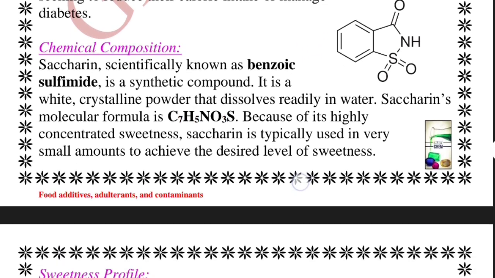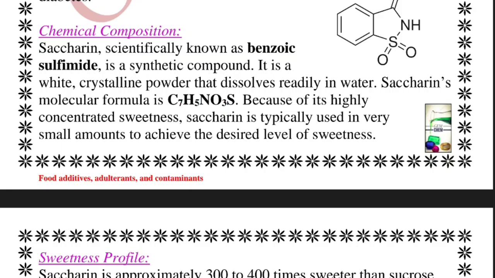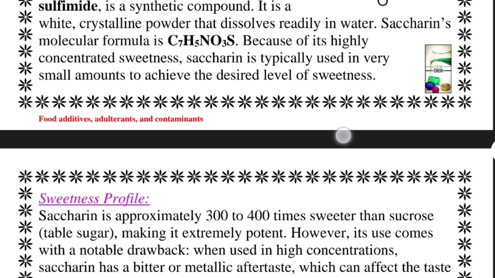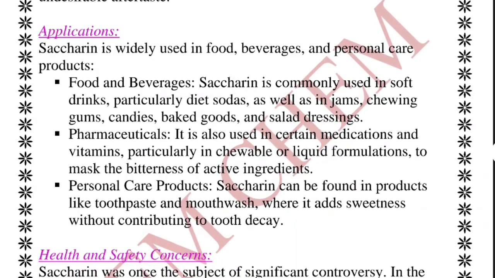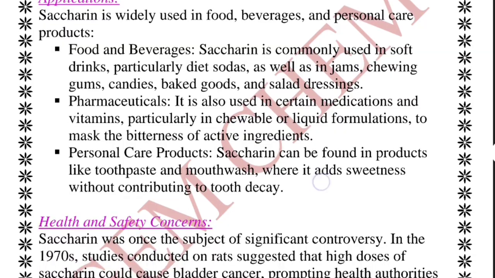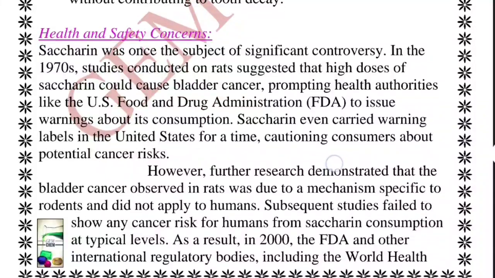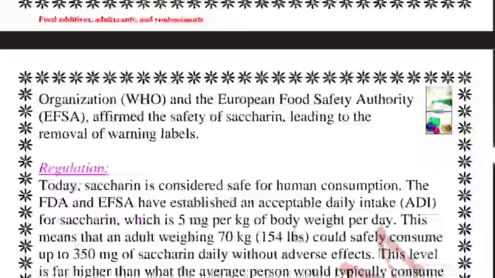Now because of its highly concentrated sweetness, saccharin is used in small amounts to get the desired amount of sweetness. Sweetness profile is 300 to 400 times sweeter than sucrose. Now sometimes if you use it in higher concentration, it can cause a bitter or metallic aftertaste which can affect the taste of foods and beverages. And when we talk about its application, it can be used in foods and beverages, pharmaceuticals and personal care products like toothpaste, mouthwash, etc. Just read the health and safety concern and the regulations.